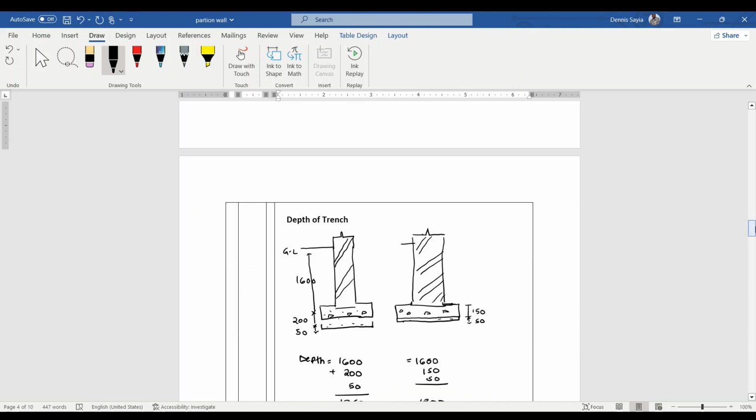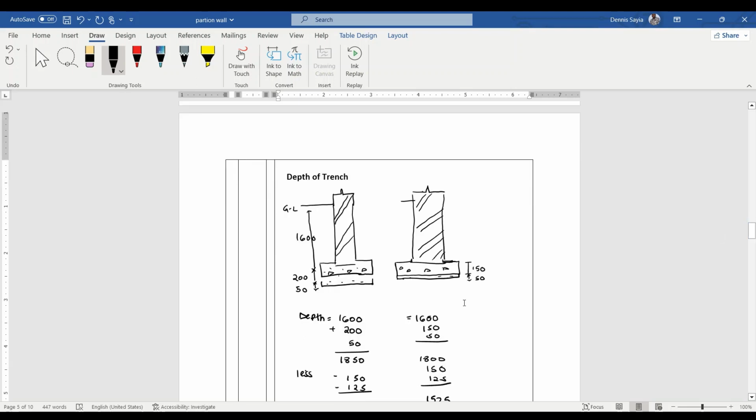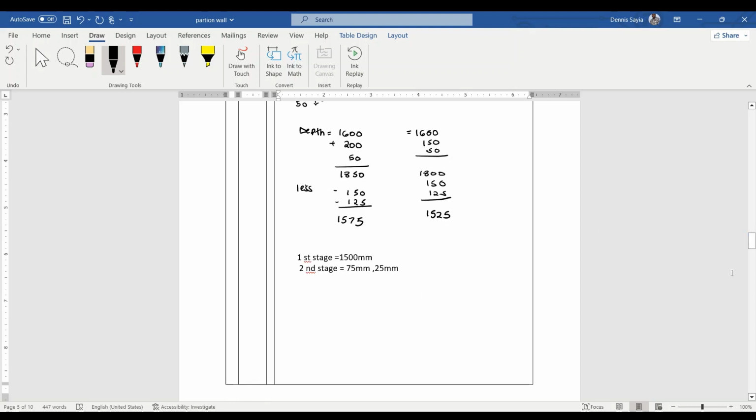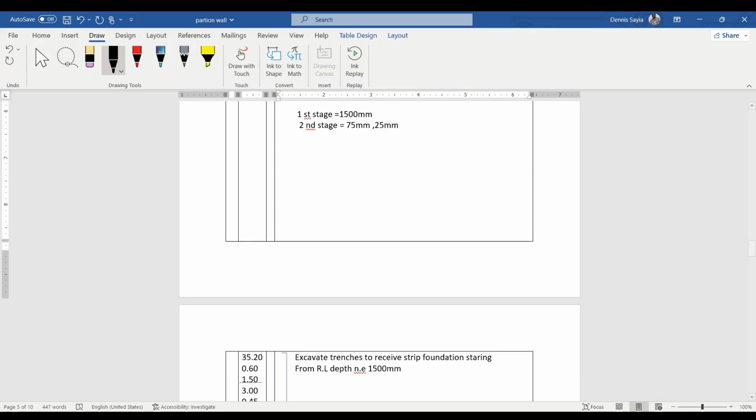So we are going to find the depth of the trench. How deep is the trench? We are told from the ground level is 1600, and then the mass is 200, the blinding is 50, same as the partitioning wall. So for us to find the depth, it will be 1600 plus 200 plus 50, that gives us 1850. And then we less the vegetable soil and the reduced level, those are the items that we have already done the excavation. It's going to give us 1575. And the other side, because the dimension of the mass is different, we are going to get 1525. So those are two stages, as you can see, the first and the second stage. So let's book those ones.